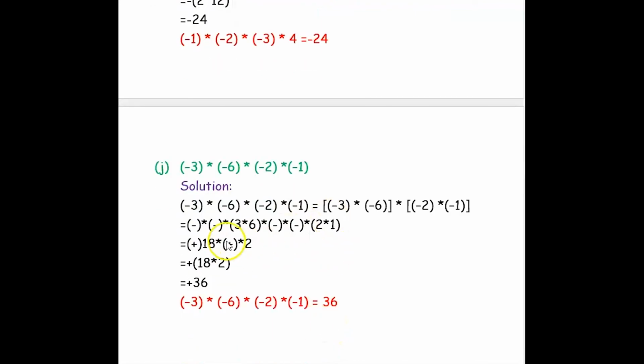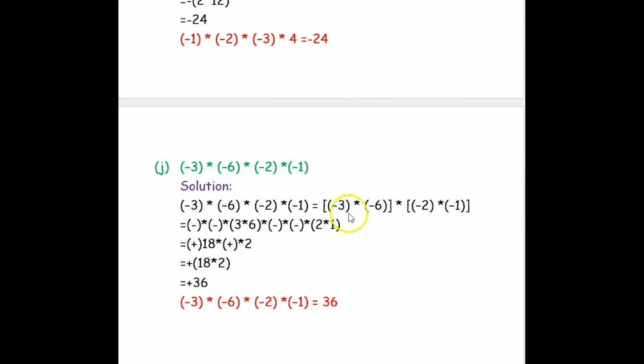Next question. Negative 3 into negative 6 into negative 2 into negative 1. So if you see here we have 1, 2, 3, 4, so an even number of negative integers. Our answer should be a positive integer. So we can write a positive sign and directly multiply the integers separately. So 3 into 6 is 18. 18 into 2 is 36. 36 into 1 is again 36.